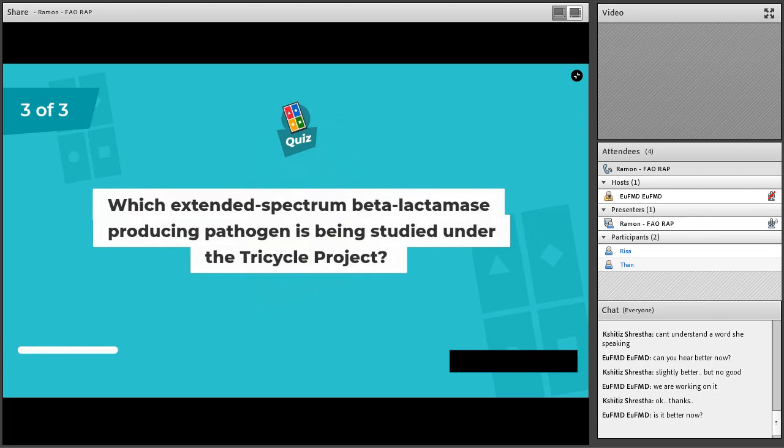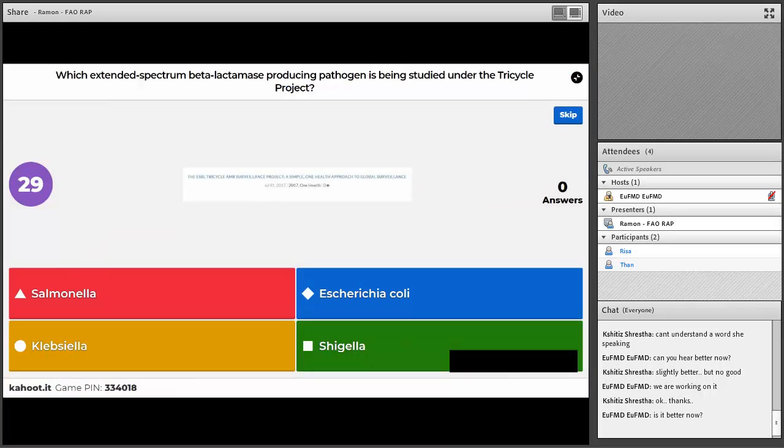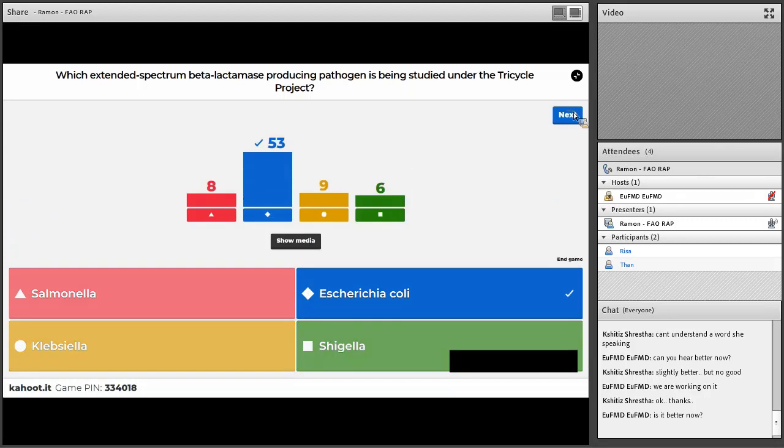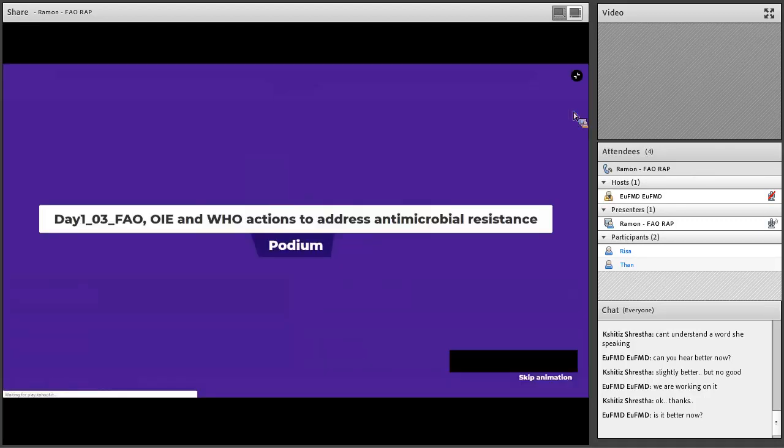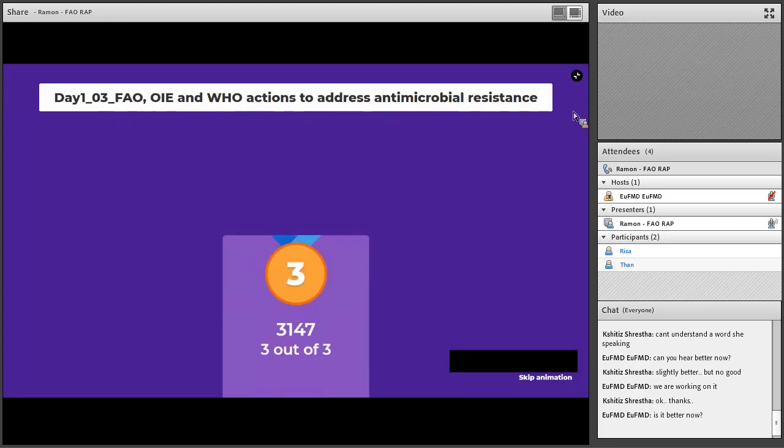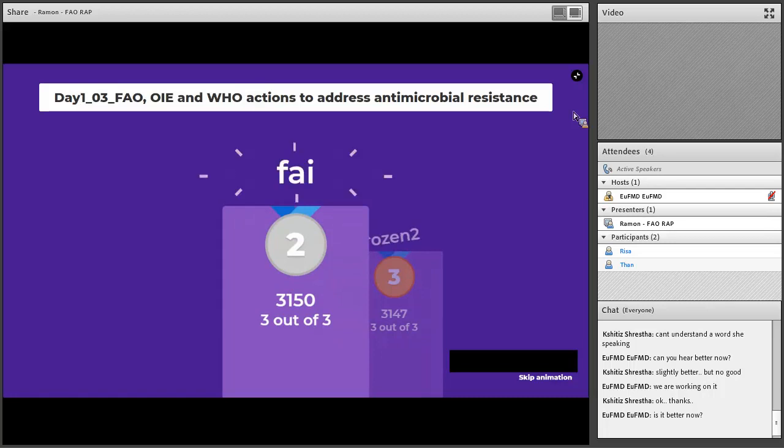OMG won that round. Which extended spectrum beta-lactamase producing pathogen is being studied under the Parasite project? Is it Salmonella, E. coli, Klebsiella, or Shigella? Ten seconds to answer. Okay, the right answer is E. coli.